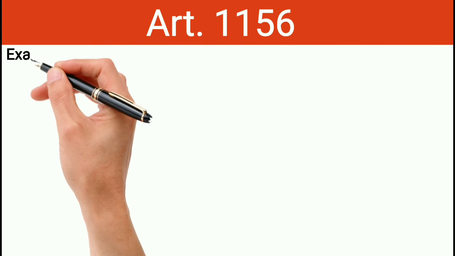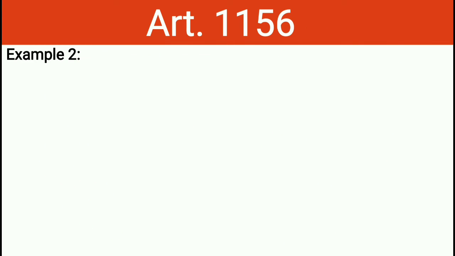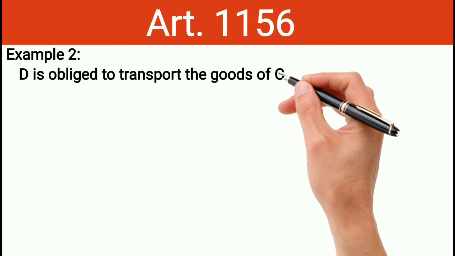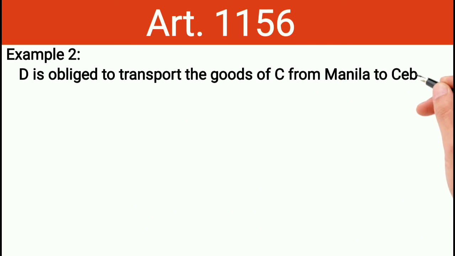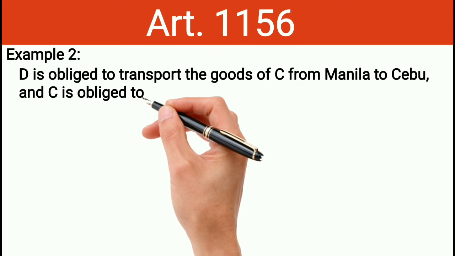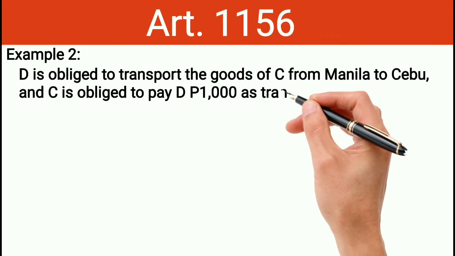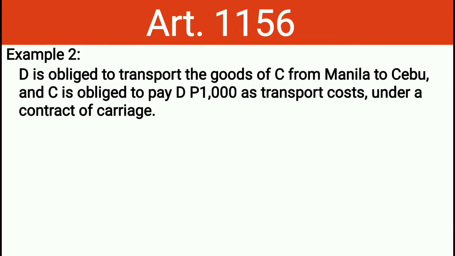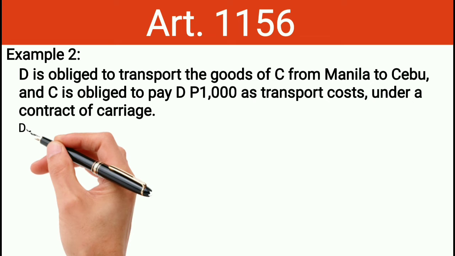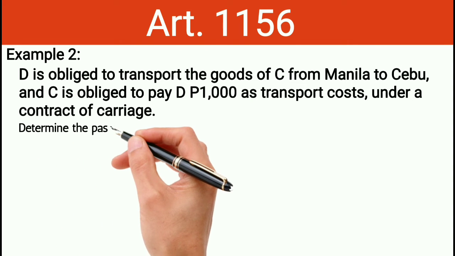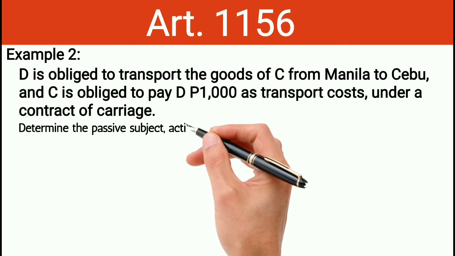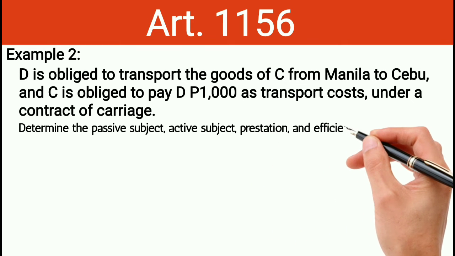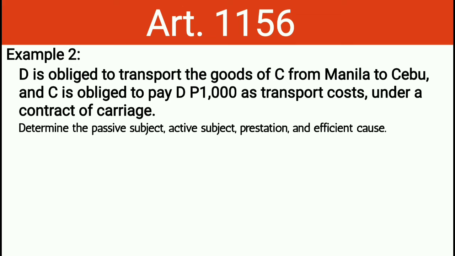Next, example number 2. D is obliged to transport the goods of C from Manila to Cebu, and C is obliged to pay D 1,000 pesos as transport costs under a contract of carriage. Determine the passive subject, active subject, prestation, and efficient cause.